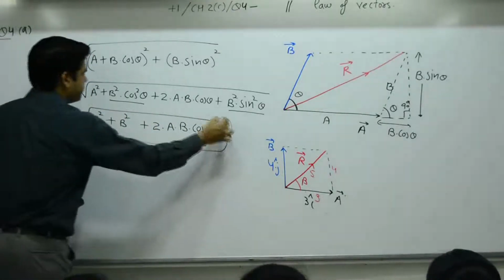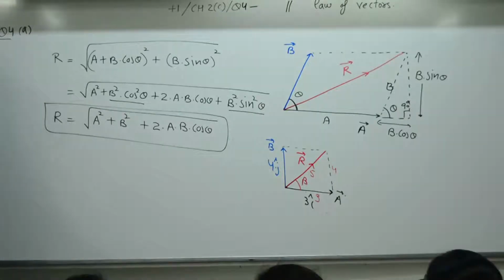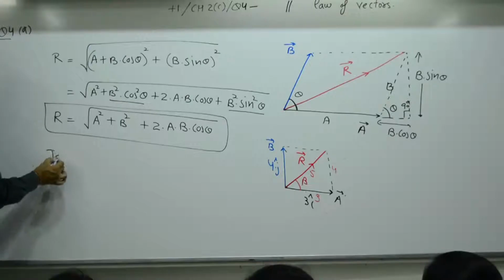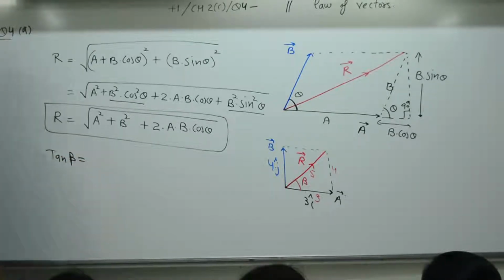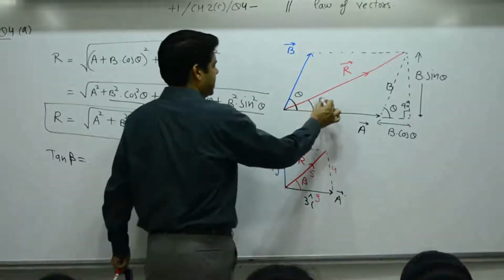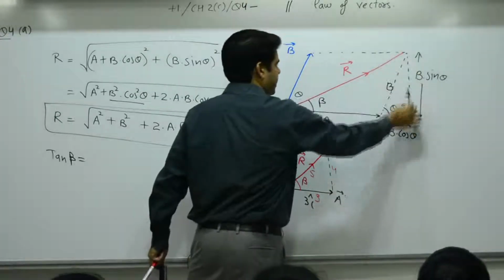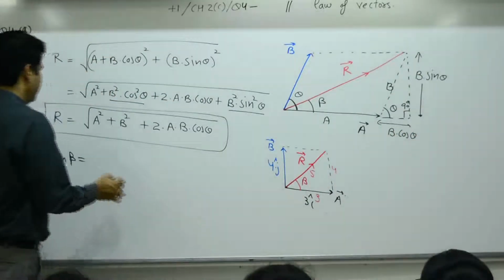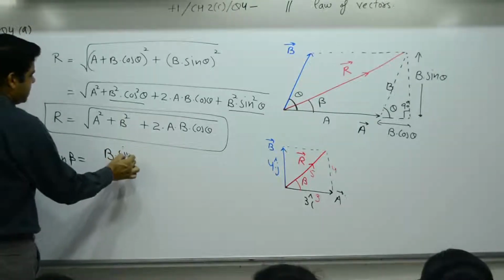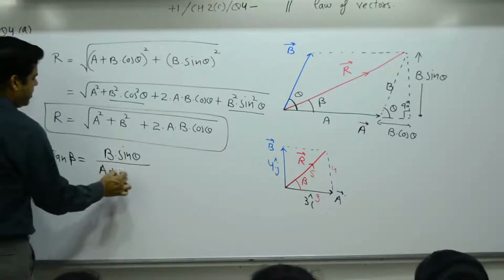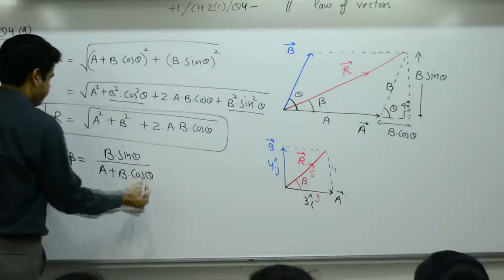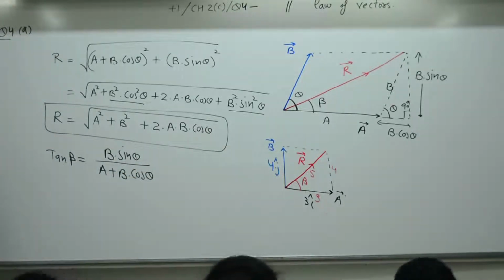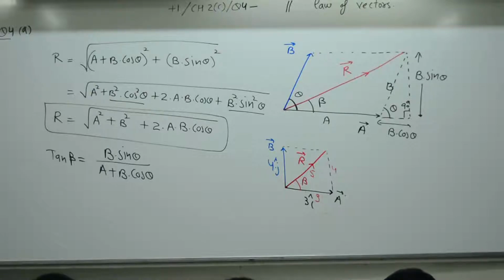Same result. So whether you apply the triangle law or the parallelogram law, magnitude of R comes out to be same. Then what about direction? Tangent beta. Yes. If this angle is beta, tangent beta is equal to what? Perpendicular by base. Perpendicular is how much? B sin theta divided by A plus B cos theta. 3 minutes to complete. The outcome of the two is same, no change.